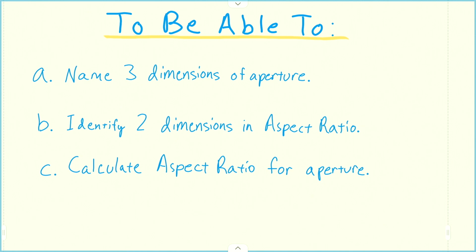We're doing this for a reason, because when we're done, you want to be able to do certain things. When you're done with sections 1 and 2, you should be able to name the three dimensions of a rectangular stencil aperture. Given those three dimensions, you should be able to identify the two dimensions used in the aspect ratio. After that, you should be ready to calculate the aspect ratio for a rectangular stencil aperture.